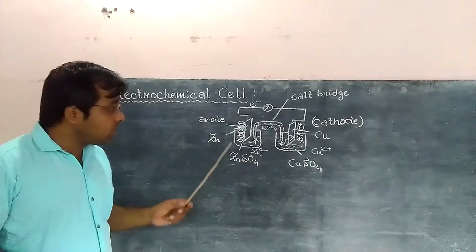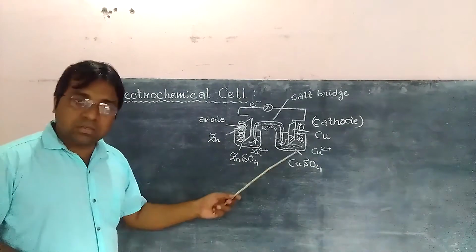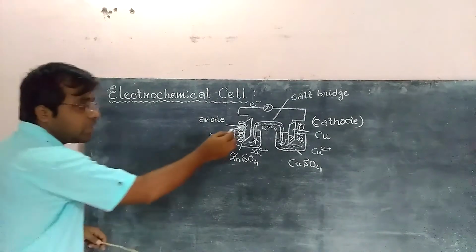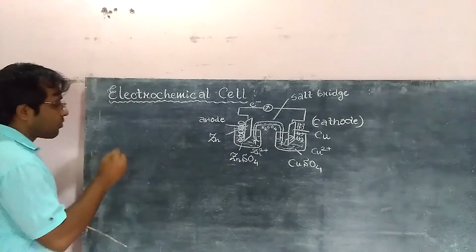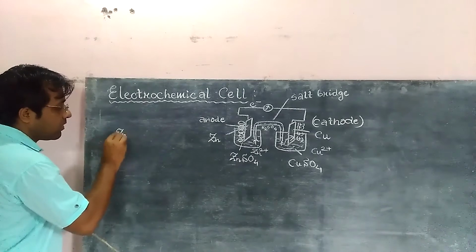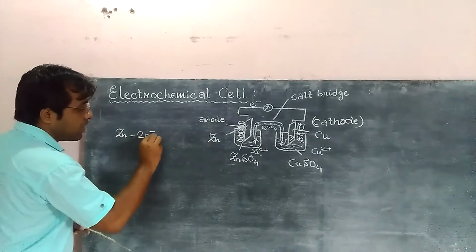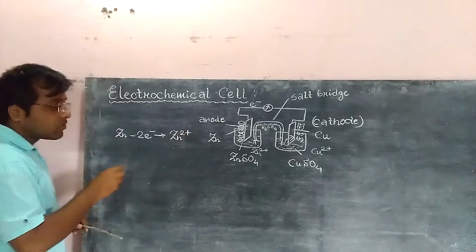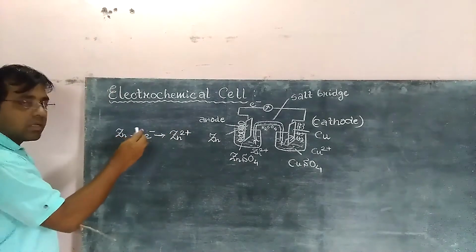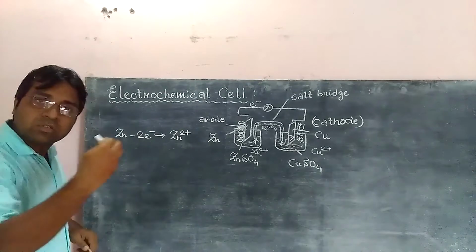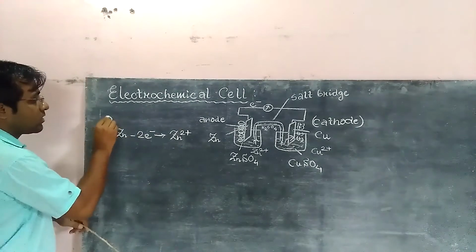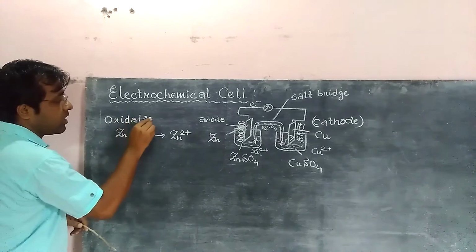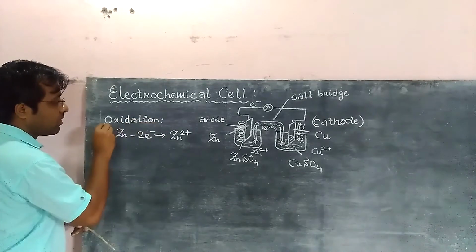As I already said, this is a half cell and this is another half cell. So what happens basically here? Zinc loses its 2 electrons and becomes Zn2+. So zinc loses 2 electrons, that is loss of electrons. So this is nothing but oxidation, as we already learned.